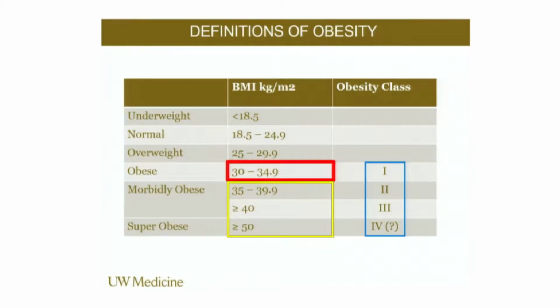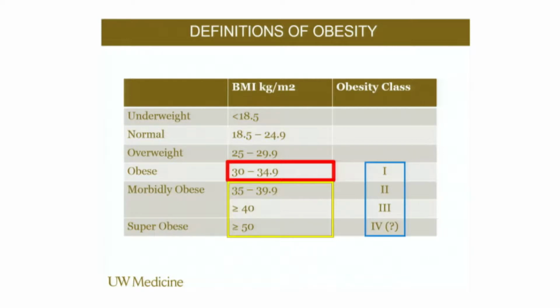So first, some definitions. You've seen some of these before. Obesity is graded with grades 1 through possibly 4, and that red box is where we go from overweight above it to obese. So a BMI of 30 to 34.9, and a BMI of 35 and higher is considered morbidly obese. And that yellow box, which represents morbidly obese patients, represents the group of patients for which surgical intervention is currently warranted.